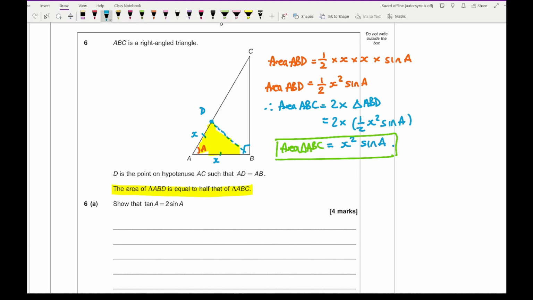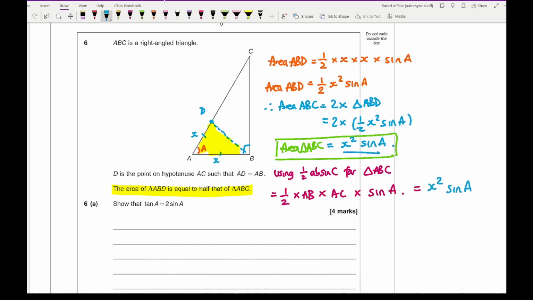So then for me to work out what AC is going to be, what that basically means is using half AB sine C for triangle ABC, that's going to equal half times AB times AC times sine A, and that equals this expression here, which is X squared sine A. Now I know that AB equals X, so I can replace that with X. So what I end up with is a half X AC times sine A equals X squared sine A.